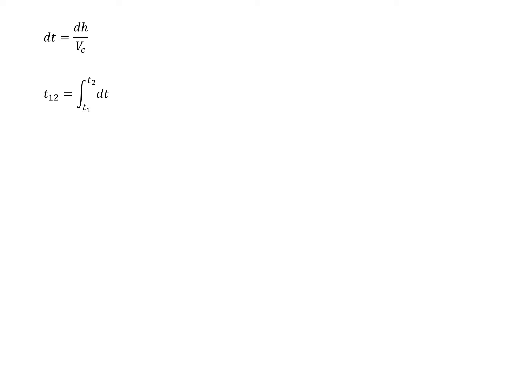do the integration from t1 to t2. And now we just replace dt with dh divided by Vc. And then the integration is from h1 to h2. And apparently we can't do anything so far. We need to do some tricks.